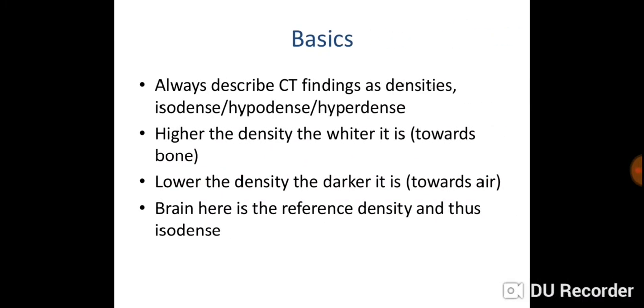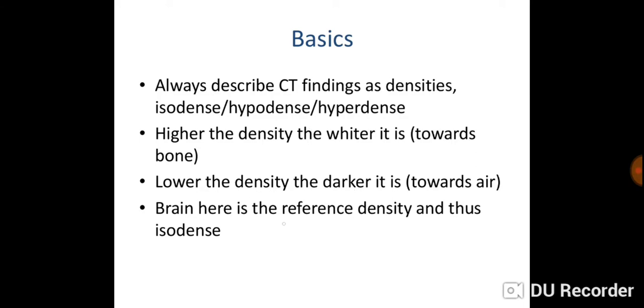Basic CT findings are always described as densities. Things might be isodense, hypodense or hyperdense. Just so you remember, hypodense would be an area towards the black end of the spectrum, and hyperdense would be an area towards the white end of the spectrum. So the higher the density, the whiter it is. Bones are usually white, hyperdense. The lower the density, the darker it is. Air is the most hypodense feature that you'll get.